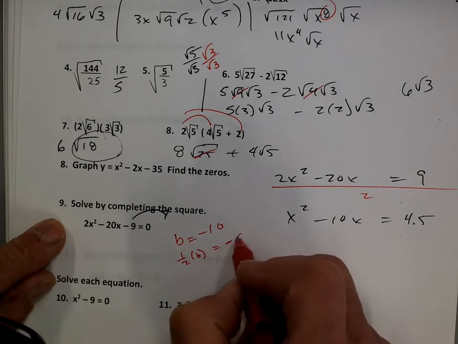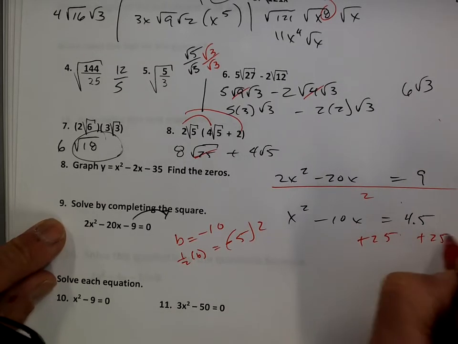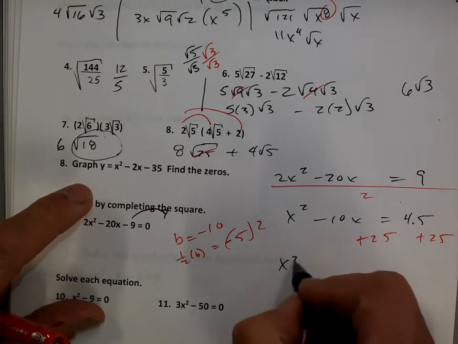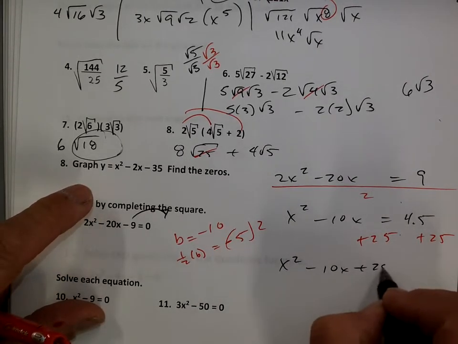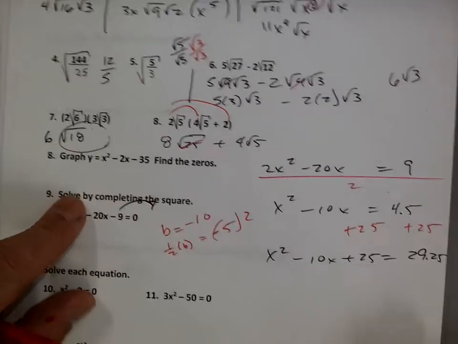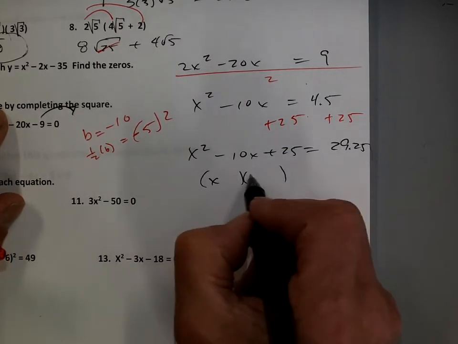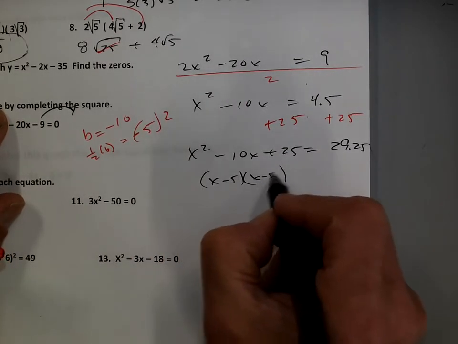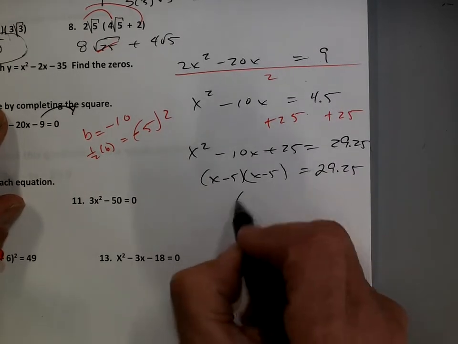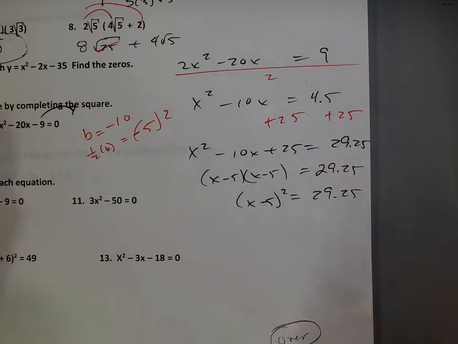Negative 5. And if I square that, I'll get 25. Add 25. Add 25. So I'll have an x squared minus a 10x plus a 25 equals a 29.25. This will factor: x minus 5 equals 29.25. This becomes an x minus 5 squared, and then all I have to do is solve from there. I'll let you finish it up.